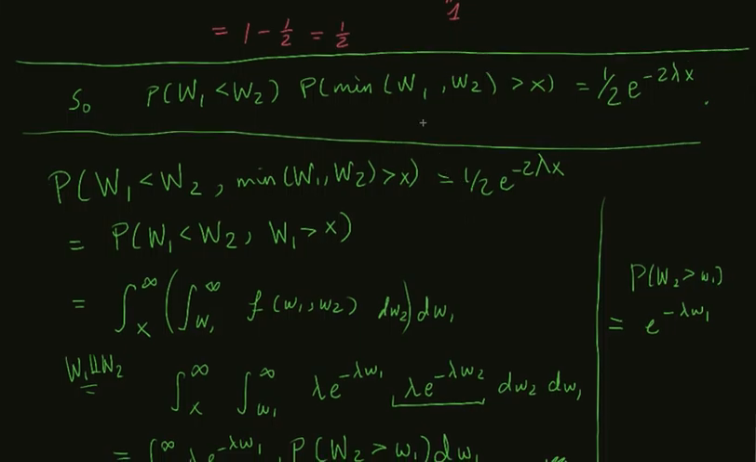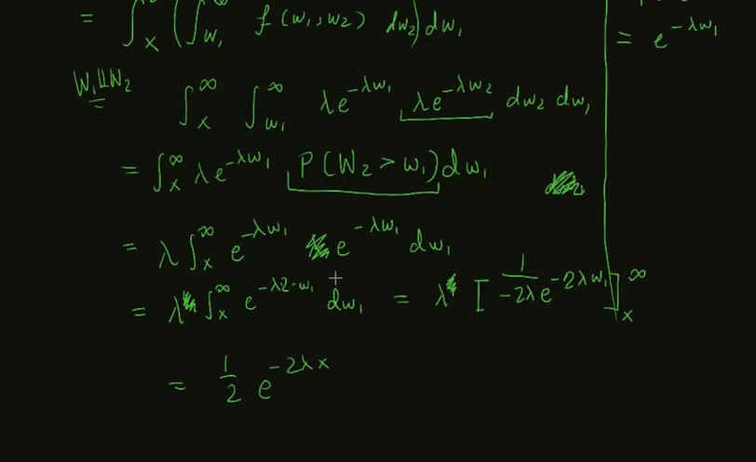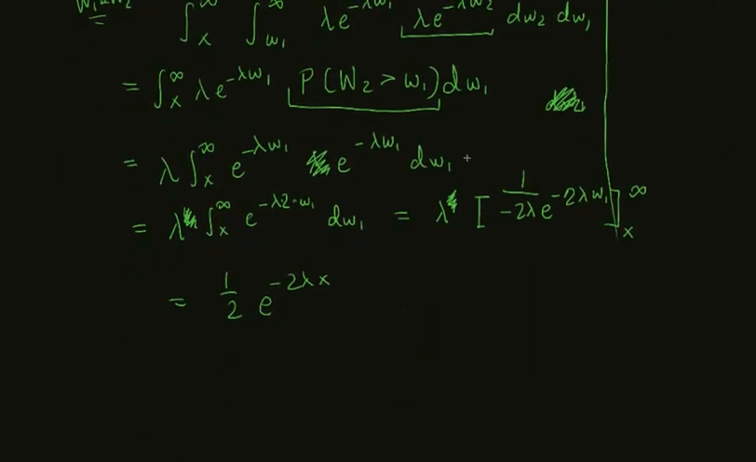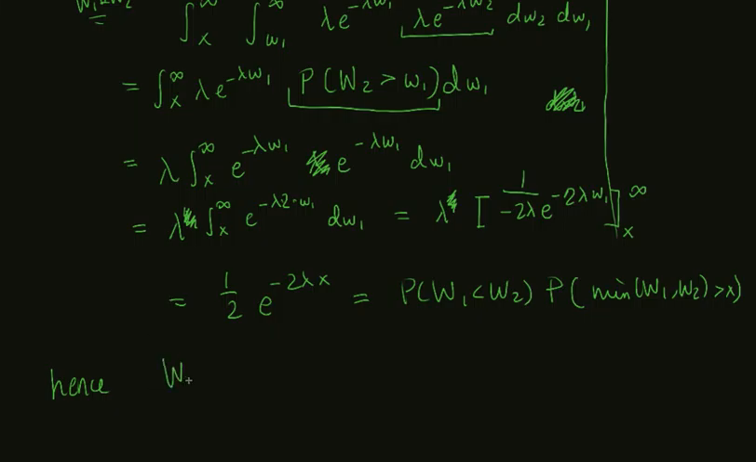And that is in turn the same as the product of the probability of each of the events. So now I have shown that W1 smaller than W2 is an event that is independent from the minimum of them being greater than x. So the probability of the intersection is equal to the probability of W1 being smaller than W2 multiplied by the probability of their minimum being greater than x. And hence, what can we conclude? Hence, these two events are independent.